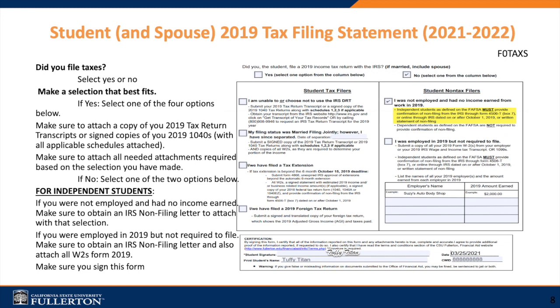Similarly here, we have the student and spouse 2019 tax filing statement. Just as for the previous document, if 2019 taxes were filed, you would choose one of the 4 selections on the left-hand column. If the 2019 taxes were not filed, then a selection would be made on the right-hand column. Again, reading the instructions below to know which proper attachments are needed. Please note that students who are considered independent will require an IRS statement of non-filing for that particular tax year if taxes were not filed.